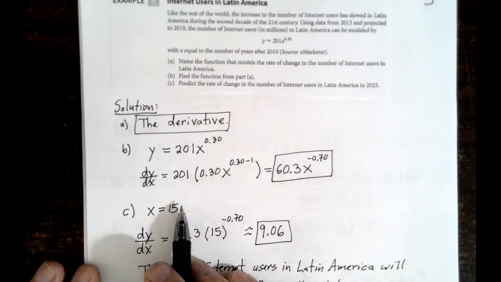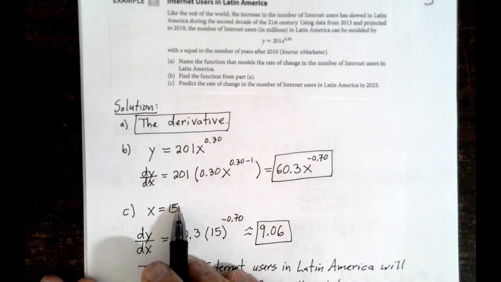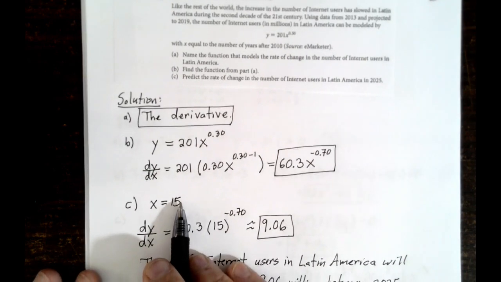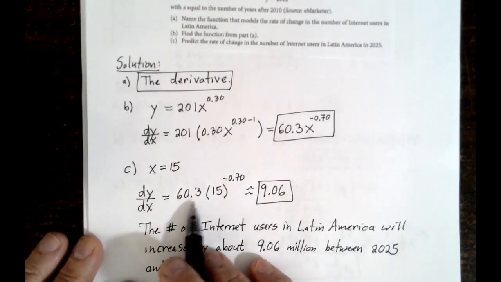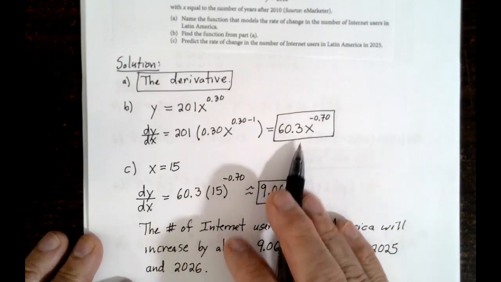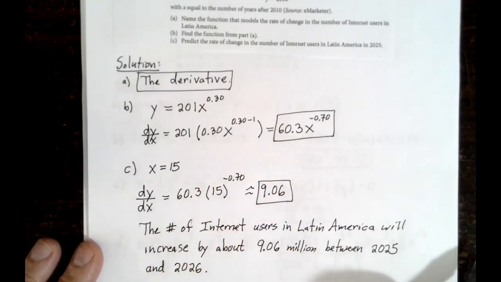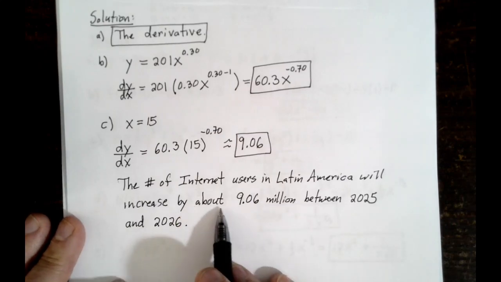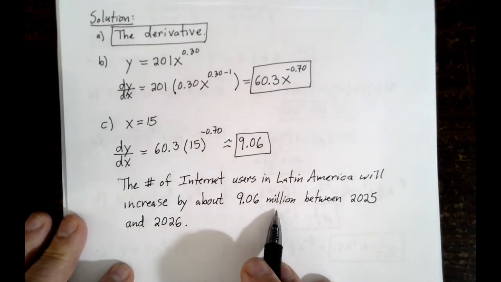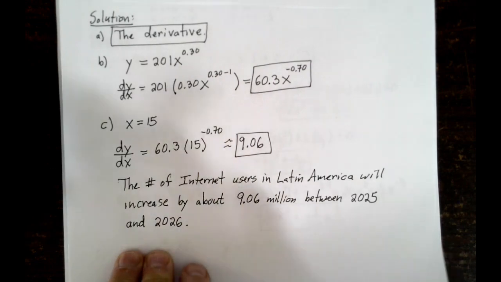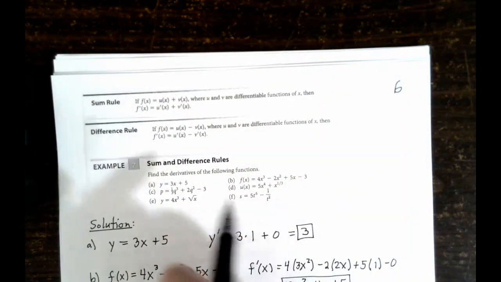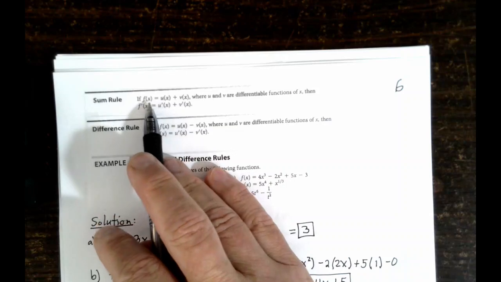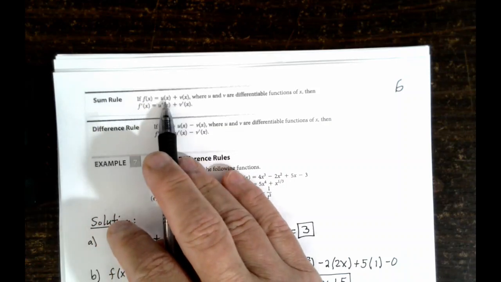Now it says predict the rate of change in 2025. Remember, x represents years after 2010. So that would be x equals 15. So you plug 15 into the derivative and you get 9.06. And that's the number of internet users in Latin America is going to increase by 9.06, and it's in millions, between 2025 and 2026.